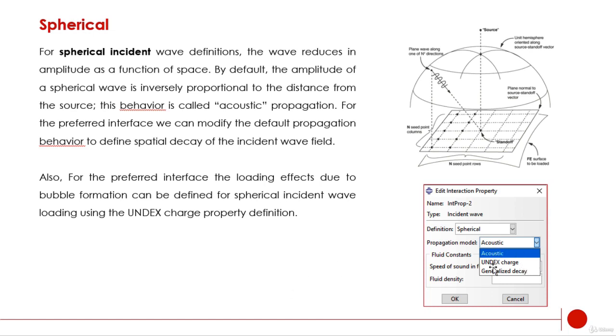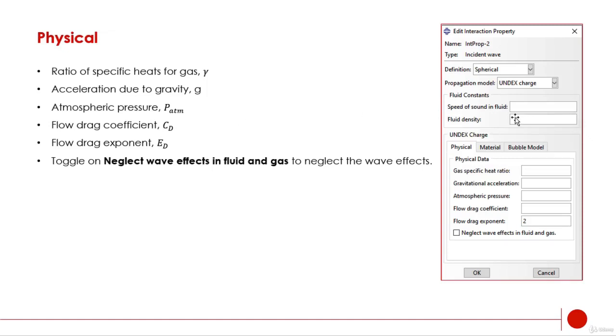For the example, we're going to use the UNDEX charge because we can provide more information, such as the bubbles created after the explosion. When an explosion happens underwater, it creates bubbles, and in the UNDEX charge model we can actually give the parameters for that. So I'm going to explain the parameters in UNDEX charge. If I set the model as spherical and UNDEX charge, we need to provide three parameters: physical, material, and bubble model.